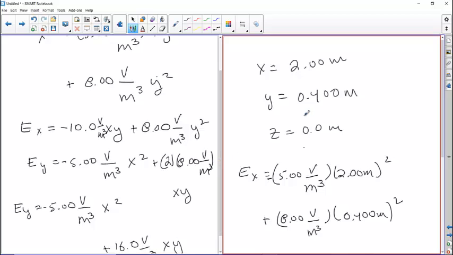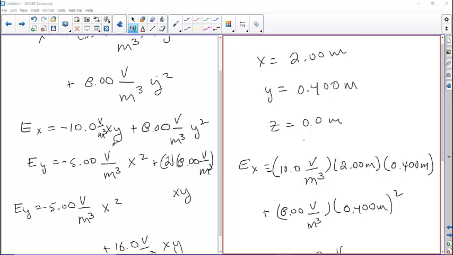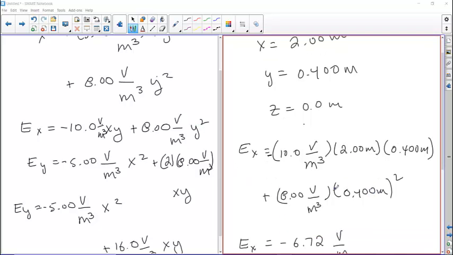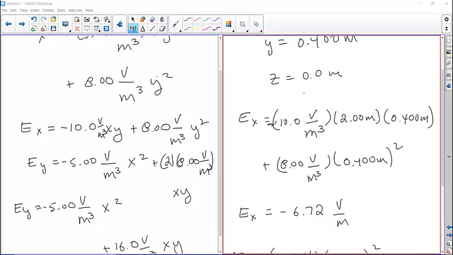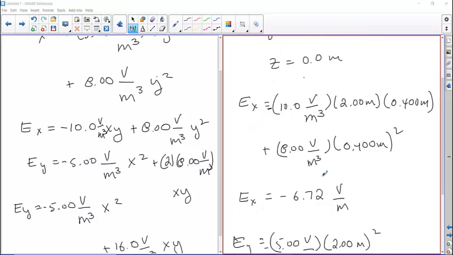Now we just evaluate those equations at a particular combination of x, y, and z. So if we take E sub x, and I can see I've made a mistake here, so let me pause it. Okay, so the equation for E sub x is negative 10xy plus 8y squared. So I put x of 2, y of 0.4, plus 8 times y squared, and you plug that in your calculator. Make sure you have the negative sign here and the positive sign here. You get negative 6.92 volts per meter. So that's the x component.